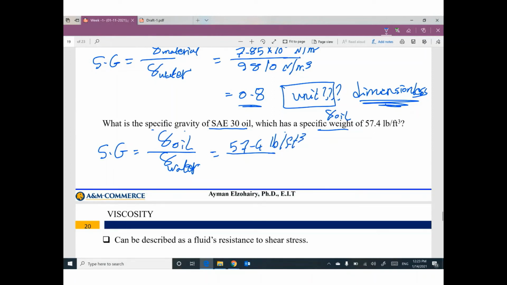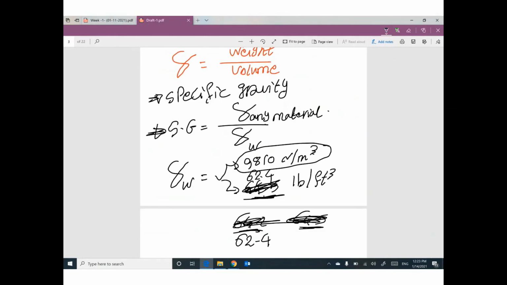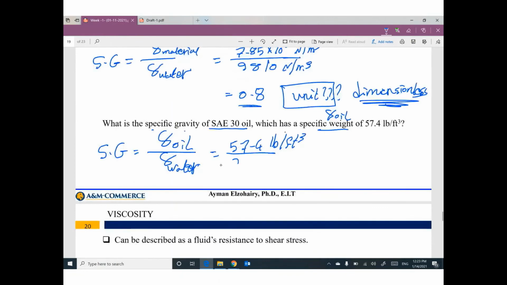If you divide gamma oil by gamma water, I can figure out the specific gravity. What is the value of gamma water? Gamma water is 62.4 pound per cubic feet. Go ahead and divide 57.4 by 62.4. Your value will be 0.92, dimensionless. We don't have units.